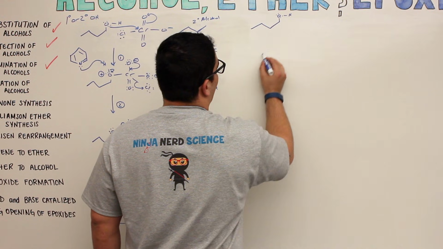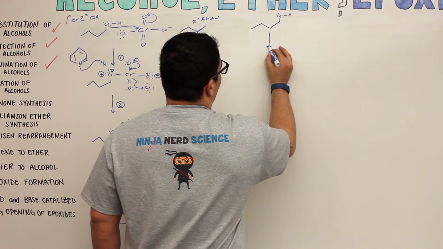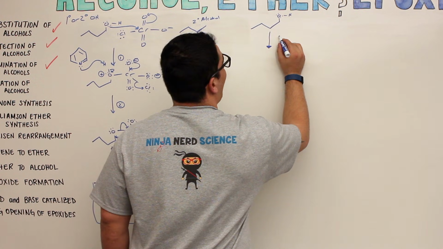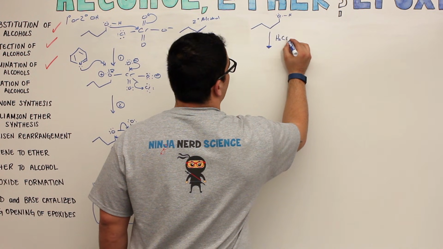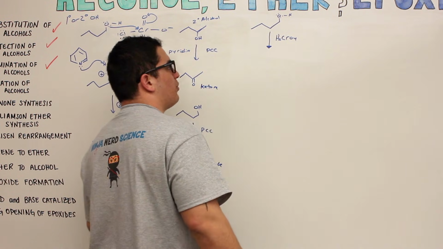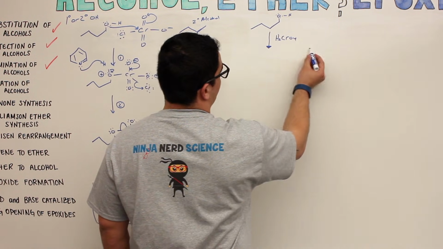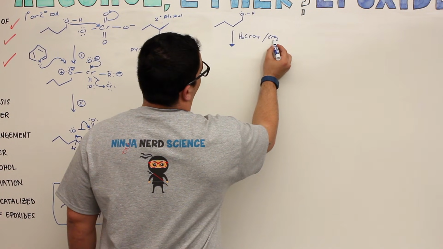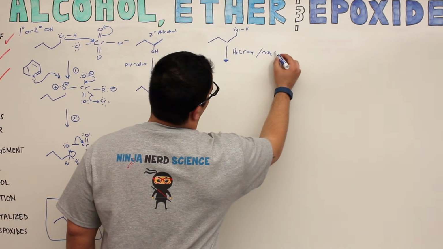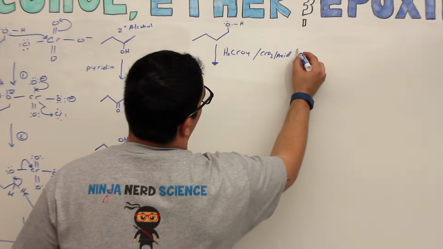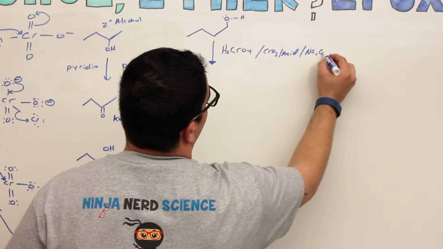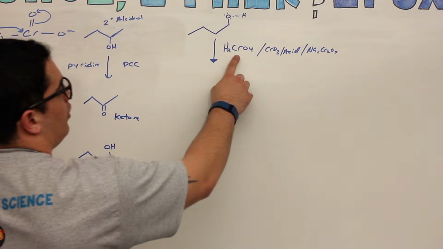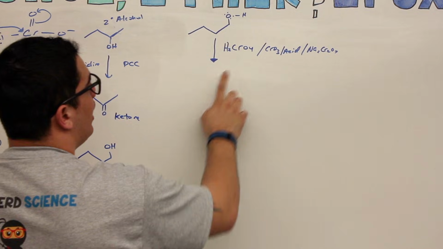So we take this primary alcohol and react it with chromic acid, H2CrO4. There are multiple reagents you can use here. You could use chromate with the acid, or sodium dichromate. A lot of different substances you can use, but in general, we're going to use chromic acid. And what's going to happen?